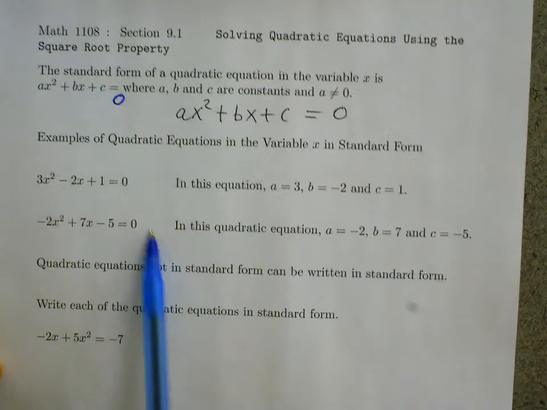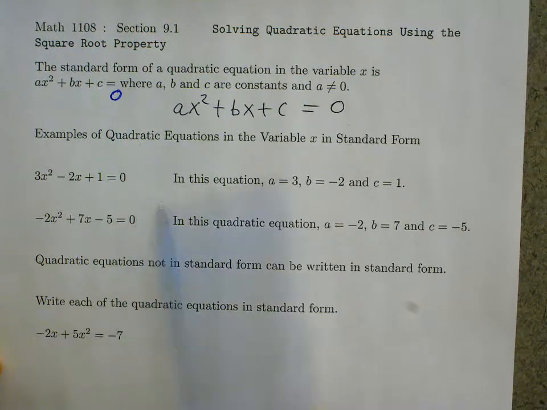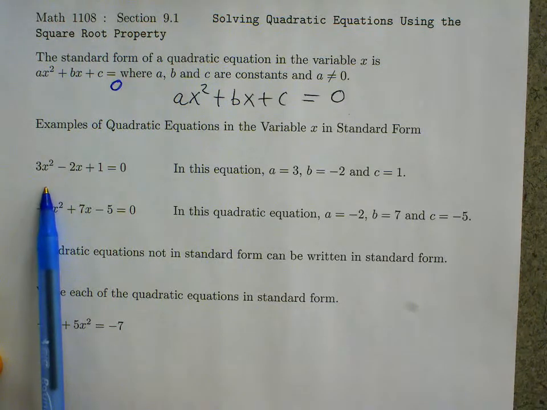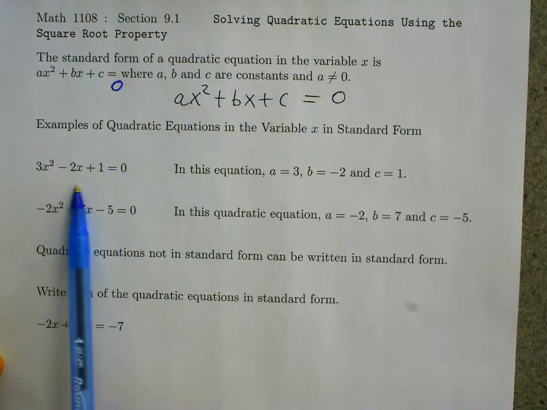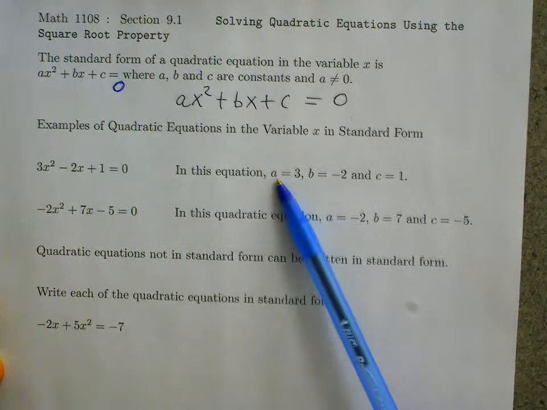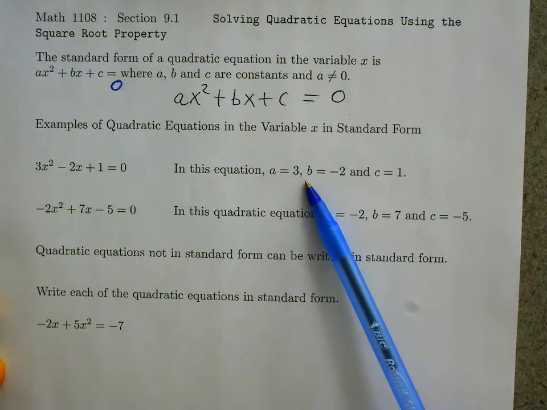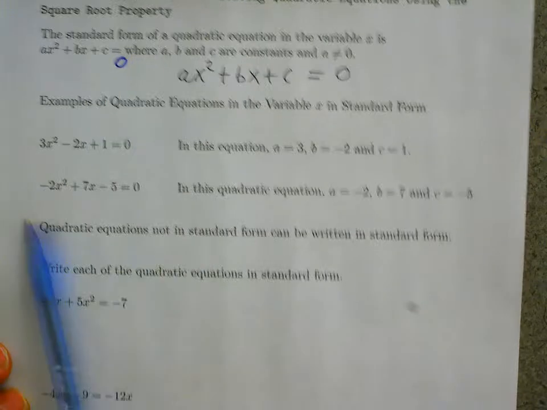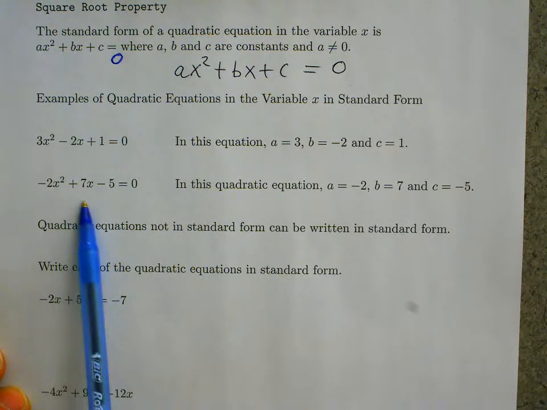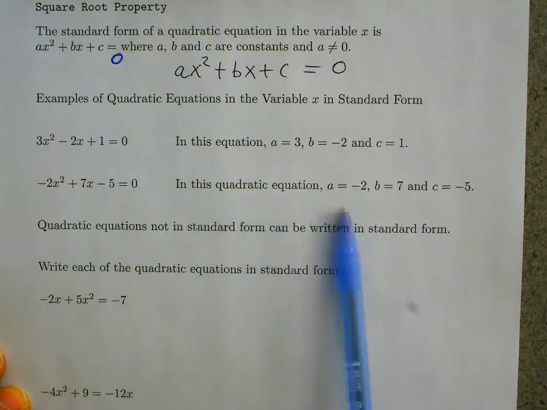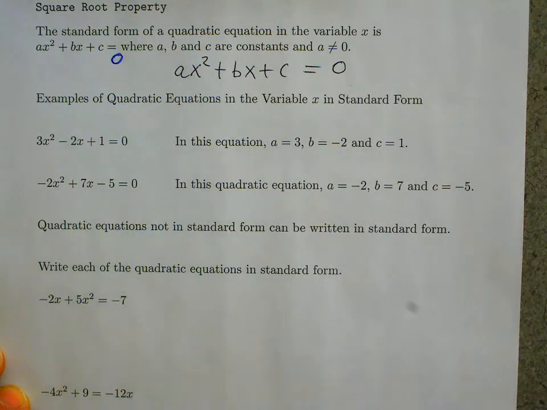Here are some examples of quadratic equations in the variable x that are in standard form. This is just an example, 3x to the second minus 2x plus 1 equals 0. So in this equation, a is 3, b is negative 2, and c is 1. The other example, negative 2x squared plus 7x minus 5 equals 0. In this quadratic equation, a equals negative 2, b equals 7, and c equals negative 5.